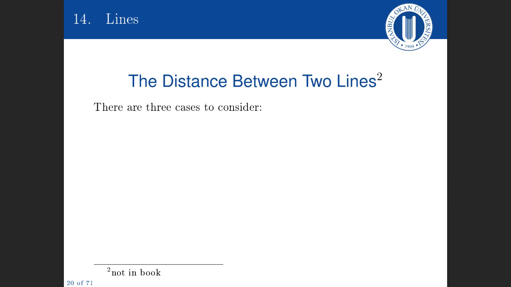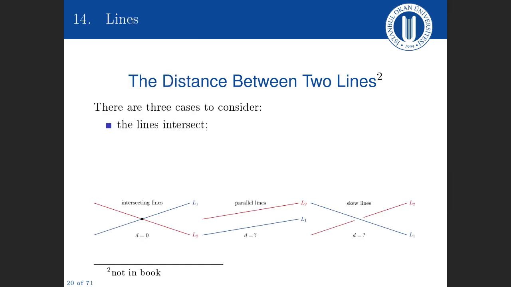Let's talk about the distance between two lines. And again, this is not in the Thomas's calculus textbook. There are three cases to consider. Either we have intersecting lines, or we have parallel lines, or we have two lines which do not intersect and they're not parallel. We call these skew lines. And I've tried to draw this in this way. You should imagine that the blue line is somehow higher up than the red line.